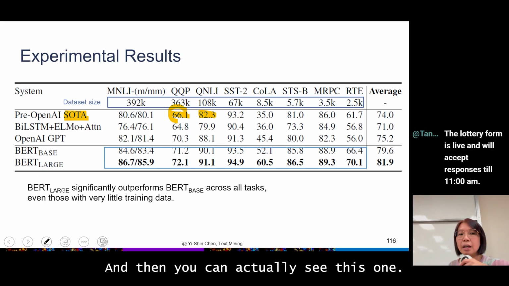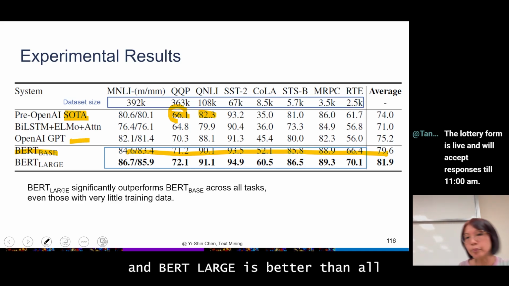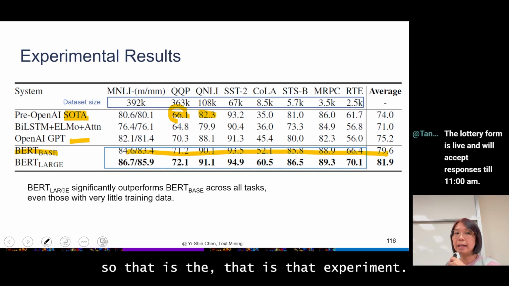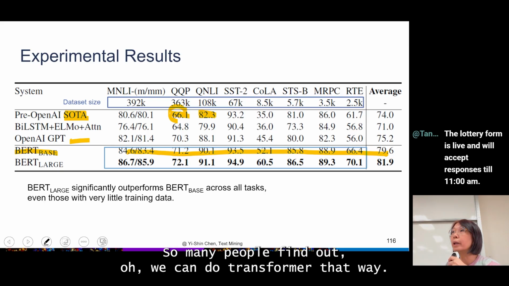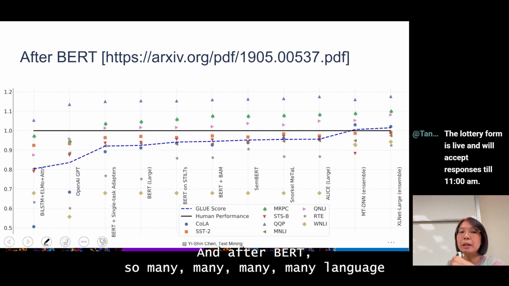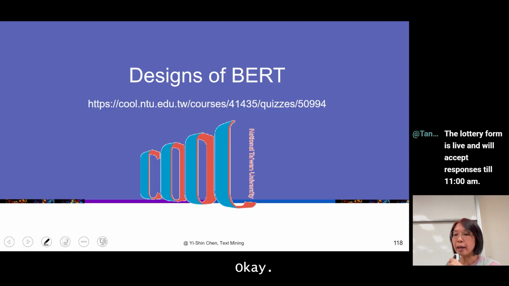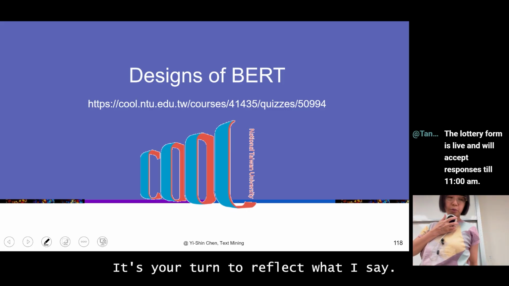And then you can actually see this one. They say BERT base is better than GPT, and BERT large is better than all the methods. Okay, so that is the experiment, and that experiment really wowed so many people. They found out, oh, we can do transformer in that way. And after BERT, so many language models came out, and you can actually find out that they are getting better and better and better. That's the interesting part. Okay, so we're already talking about so many BERTs right here. Right now it's your turn to reflect on what I said.